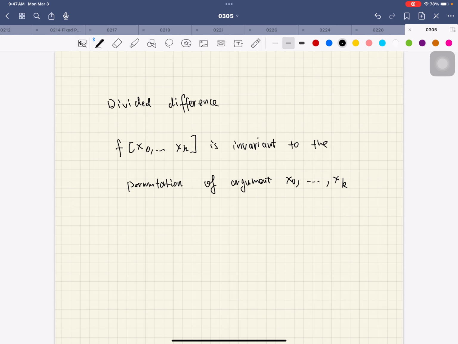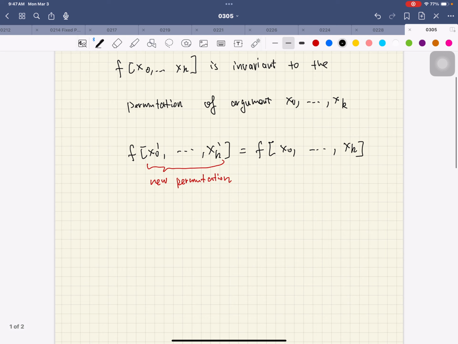This basically means that if you change the order of x0 up to xk, so for example, you have x0 prime up to xk prime, this essentially is equal to f[x0, ..., xk]. So this is basically a new permutation of the same data set. Okay, so what does this mean?